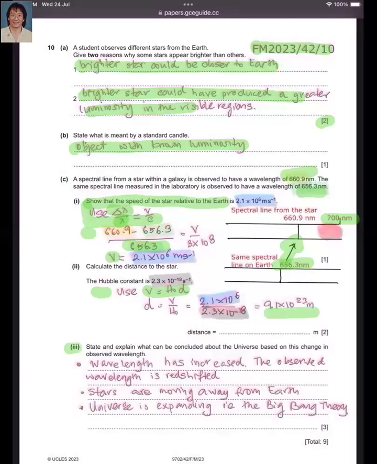Then part 3. State and explain what can be concluded about the universe based on this change in observed wavelength. You can see that the wavelength has increased from 656.3 to 660.9. The observed wavelength is redshifted. That's the first point. The second point is the stars are moving away from Earth. That's why it's redshifted. And number 3 is the universe is expanding. And this is why we can come up with the Big Bang theory.